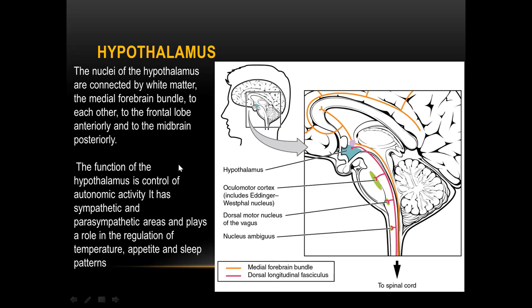The function of the hypothalamus is control of autonomic activity. It has sympathetic and parasympathetic areas, and they play a role in the regulation of temperature, appetite, and the sleep pattern. The hypothalamus is responsible for temperature regulation and the biological clock, and controls sleep and appetite.